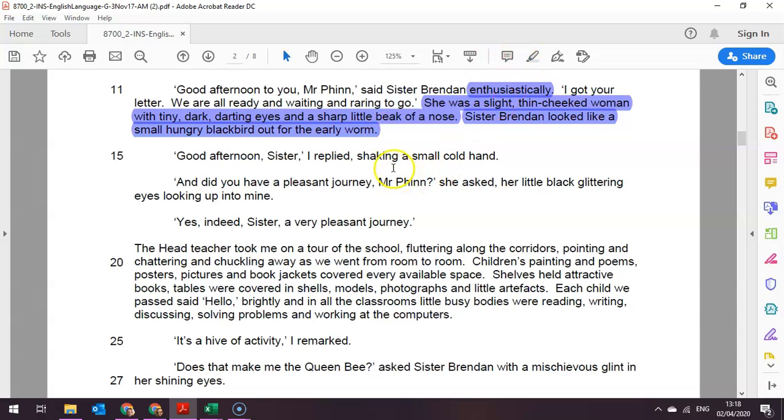It's got a fair bit of description. She's got a small, cold hand here. Her little black glittering eyes, looking up at mine, so we know she's short or small, or shorter than Mr. Finn.